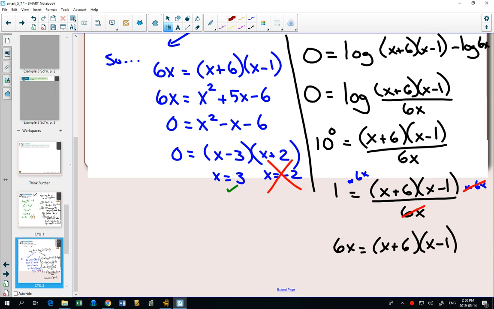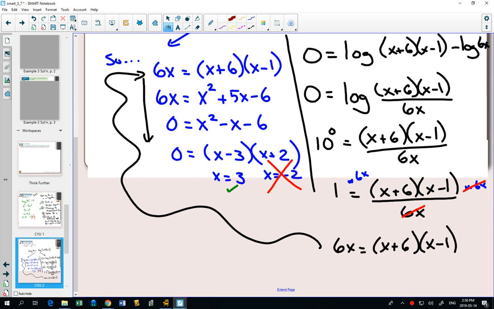Can you see why the shortcut is nice? We just got to where we started. And then from here, it's the same. Both methods are perfectly fine. Of course, if you have a log equal to log, the shortcut is nice, because you can save yourself a lot of time.